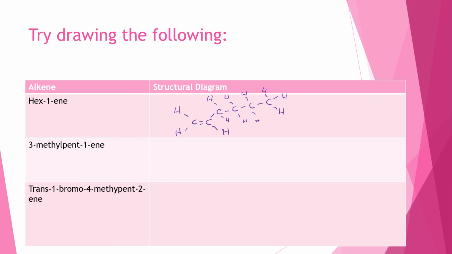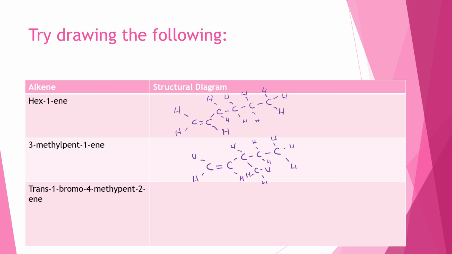Number 2, 3-methyl pent-1-ene, so draw the angles 1, 2, 3, 4, 5. On carbon number 3 we have a methyl group. Now draw in the hydrogens to satisfy carbon's bonding. You'll notice around carbon number 1 there are 2 hydrogens, so this means it's incapable of cis-trans isomerism.